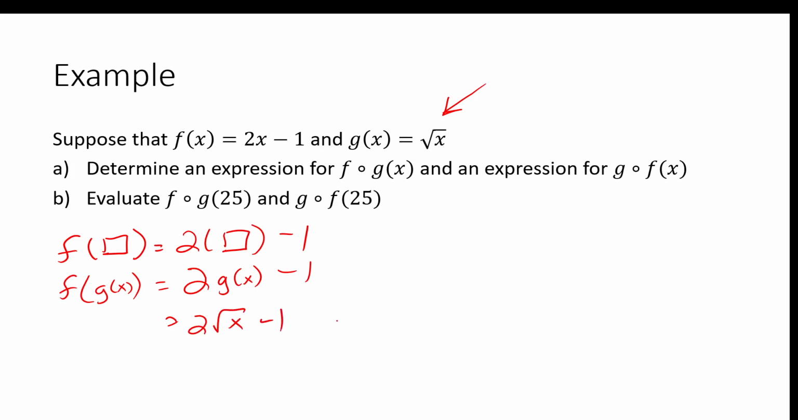So using that philosophy, we see that f of g of x, which we can rewrite as f of g of x, is equal to 2 root x minus 1.